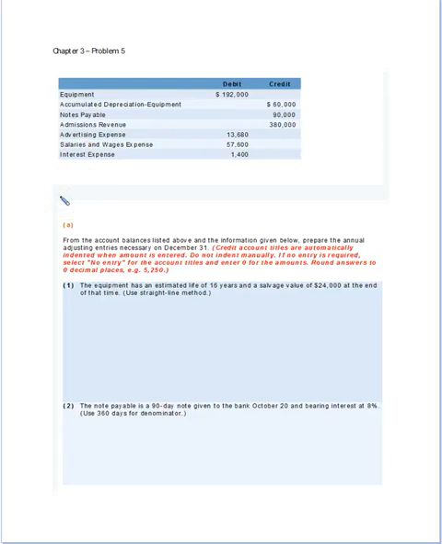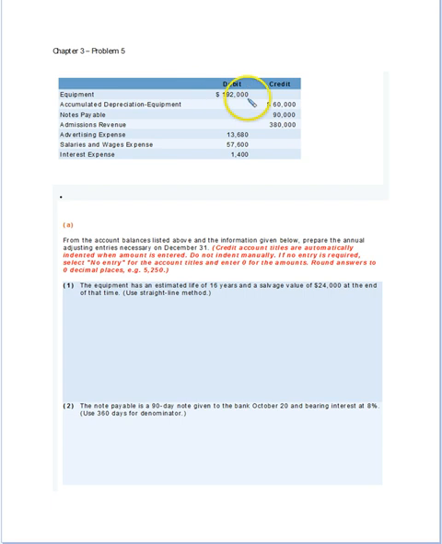Let's look at problem 5. Again, we're solving for adjusting journal entries. We're given these beginning balances at the top, or unadjusted balances, I should say, and then we're asked to solve for various things. So in the first one, we're really just asked to solve for depreciation, and a lot of this is just being able to do the math.